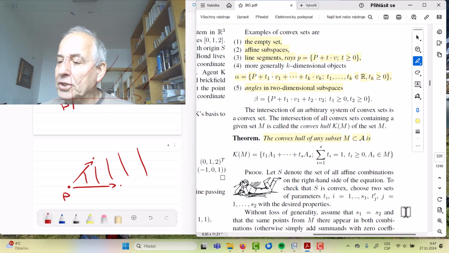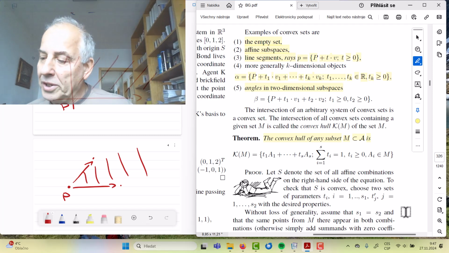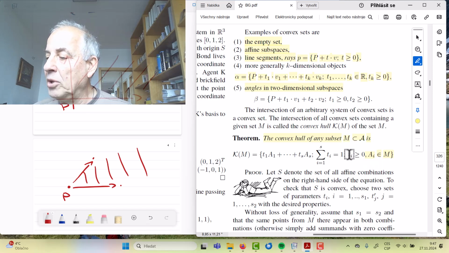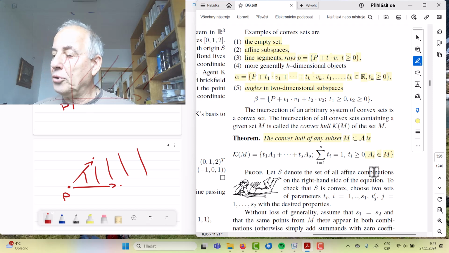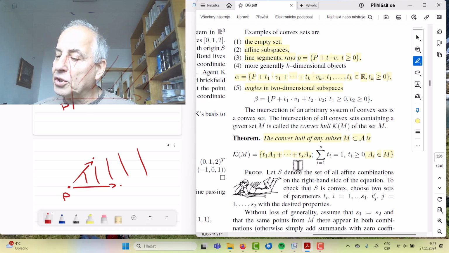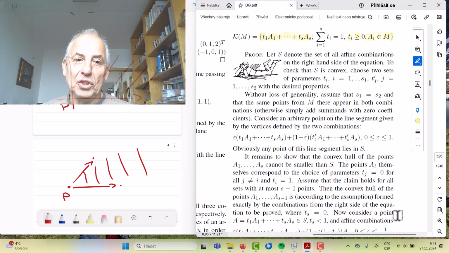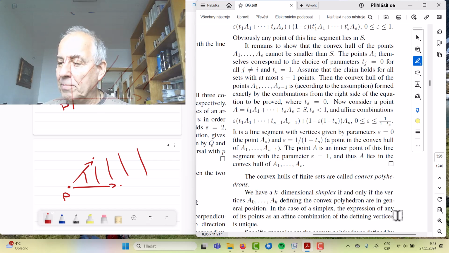There is a theorem which tells explicitly how to get the convex hull, and it's of no surprise, because of course what you take is your generating points, a subset M. You take the generators and you take all the affine combinations of the generators with the positive t_i, right? So this is like adding all the lines between all the couples of points, and if you iterate this, you finally get all the affine combinations, which is in fact the idea of the proof. So the proof is quite simple.